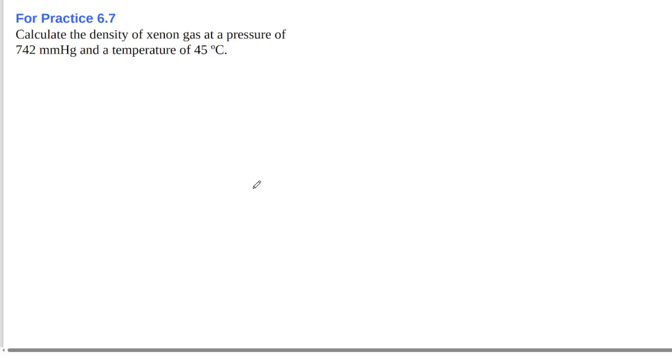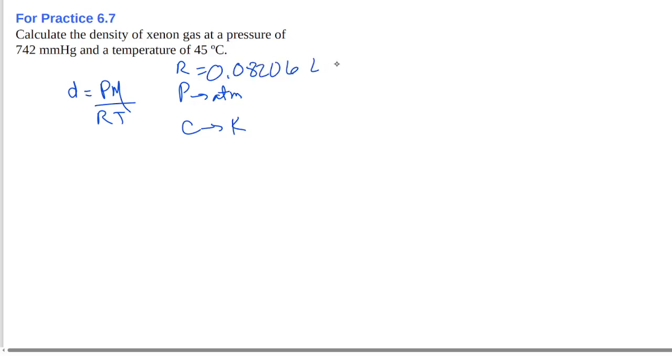Alright, so for practice 6.7, calculate the density of xenon gas at a pressure of 742 millimeters of mercury and a temperature of 45 degrees C. Again, our formula is density equals pressure times molar mass divided by R times the temperature. We need to convert pressure to atmospheres and C to Kelvin. All right, so R, as we've used it before, is 0.08206 liters atmospheres per mole Kelvin.